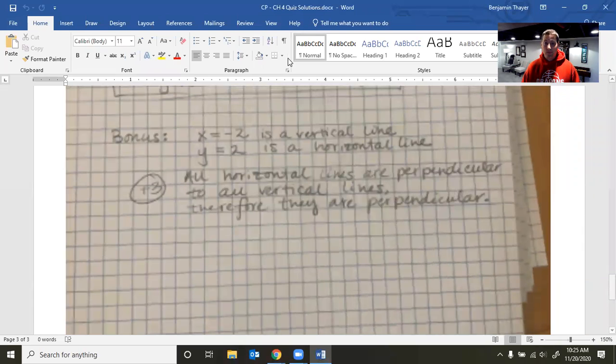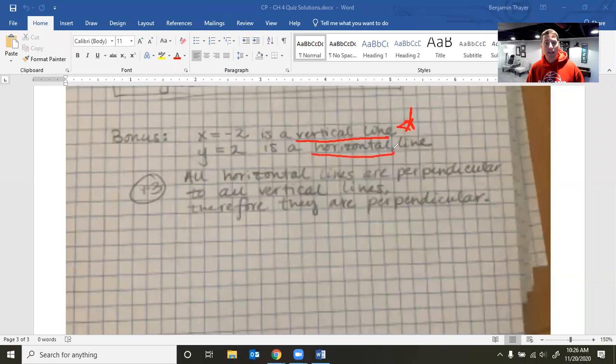Well, here's how we know. x = -2. That is a vertical line. All x equals a number are vertical lines. Meanwhile, y = 2 is a horizontal line. So when you have a horizontal line crossing a vertical line, they're always going to be perpendicular. And that's how we know these two are perpendicular to each other, because one is a horizontal line, the other one's vertical.